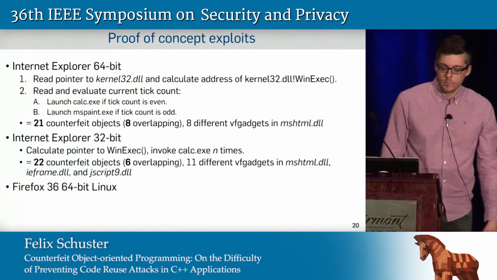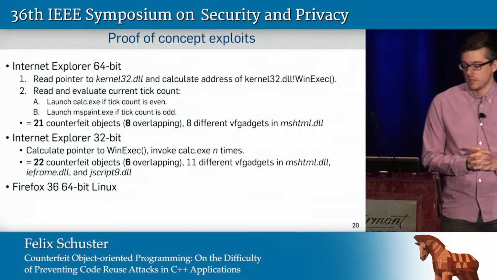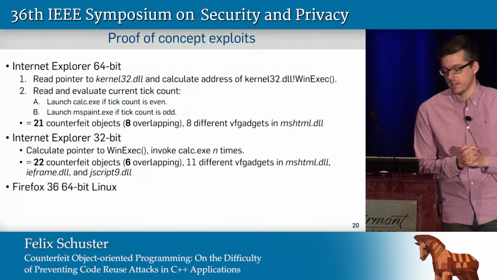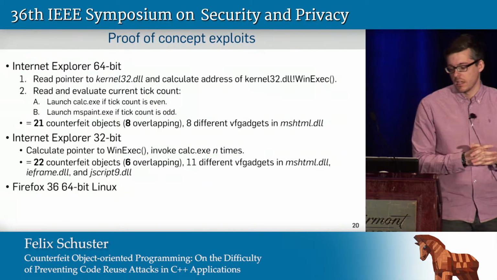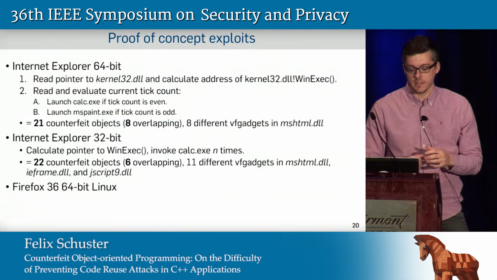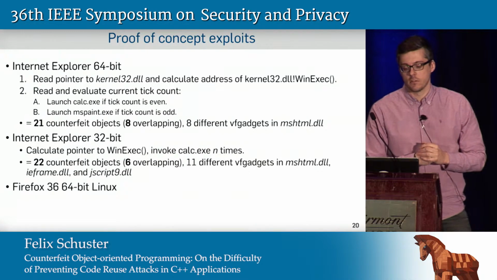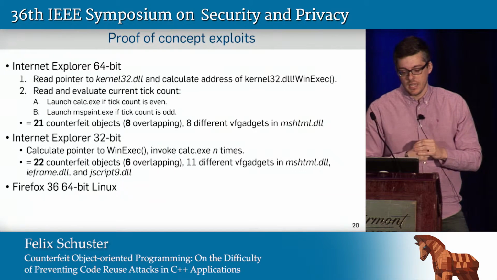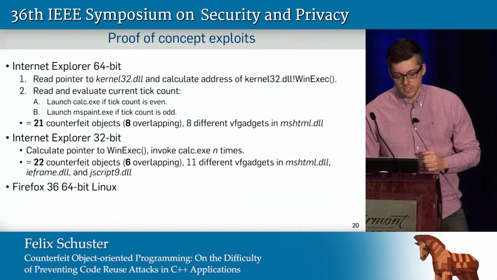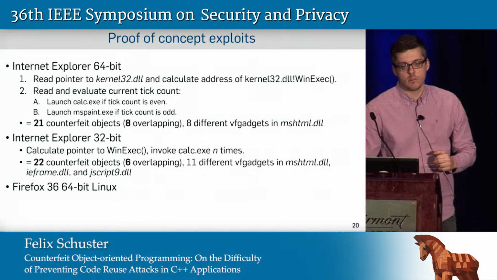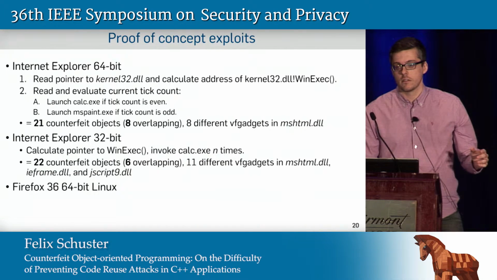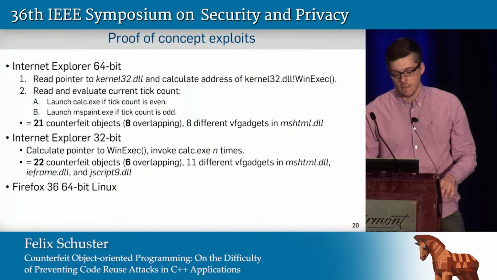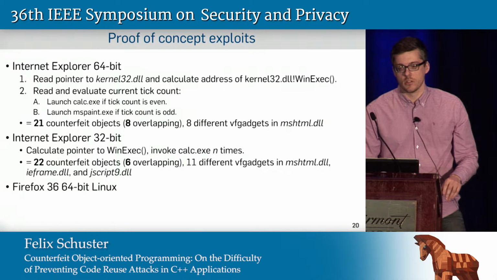Okay, so we created different proof of concept exploits for COOP. For example, for Internet Explorer 64-bit, where we used an existing vulnerability for step 1, we created a COOP attack that dynamically calculated the address of the WinExec API and read the current tick count. If the current tick count was even, then calc.exe was launched. If the current tick count was odd, then MS-paint.exe was launched. All in all, we needed to inject 21 counterfeit objects for that, of which 8 overlapped, like I showed you. And we used 8 different VF gadgets from mshtml.dll.